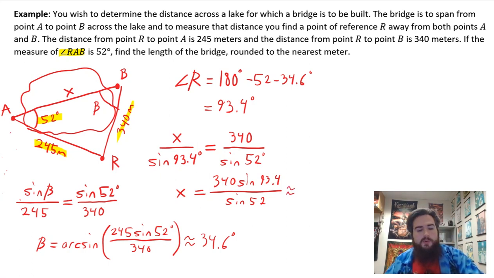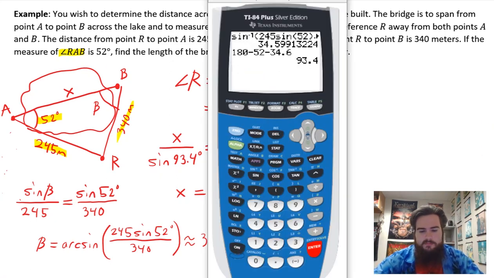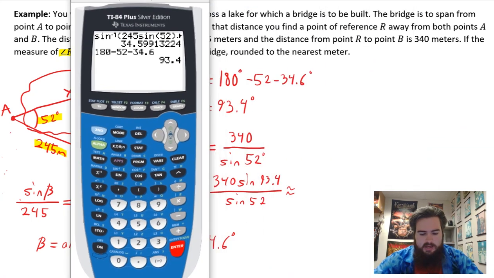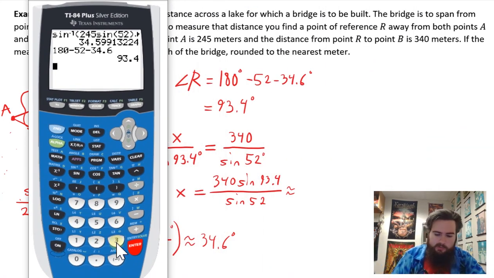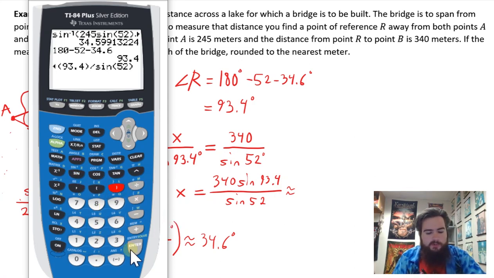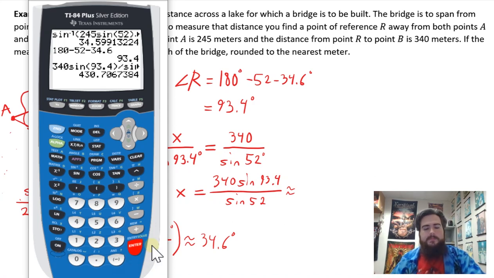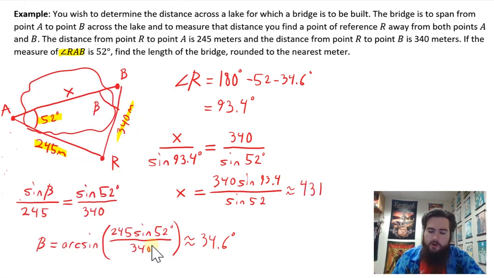That we now should be able to approximate to find the length of this bridge. We'll round that to the nearest meter. So let's pull up a calculator here. If I want to try to approximate this, we will do 340 sine of 93.4 divided by sine of 52. Again, please be sure that you are in degree mode when putting in a degree measure. And we get 430.7, or to the nearest meter would be approximately 431 meters.